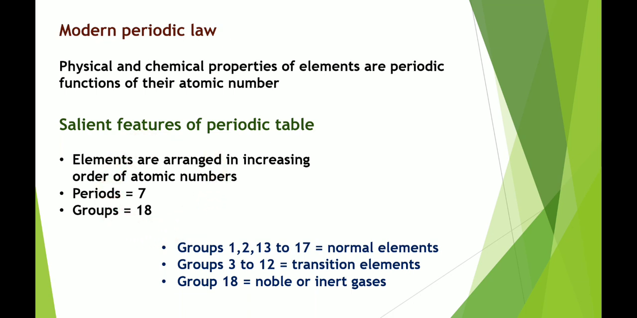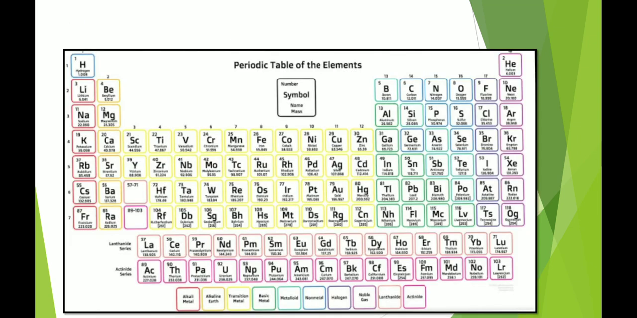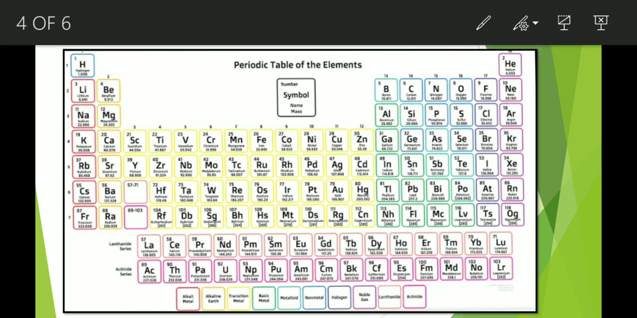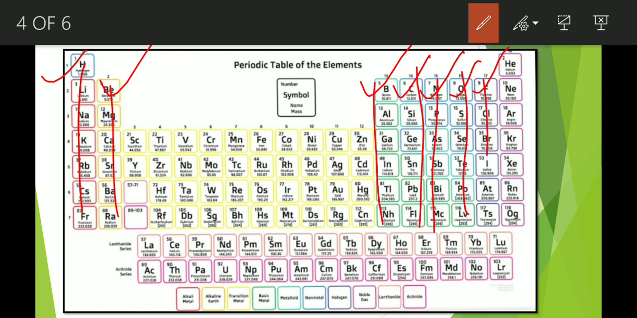Okay, now what we will know is, see, the groups 1, 2, 13, 14, 15, 16, 17. All these groups are known as normal elements. That means the elements present in all these groups are known as normal elements.